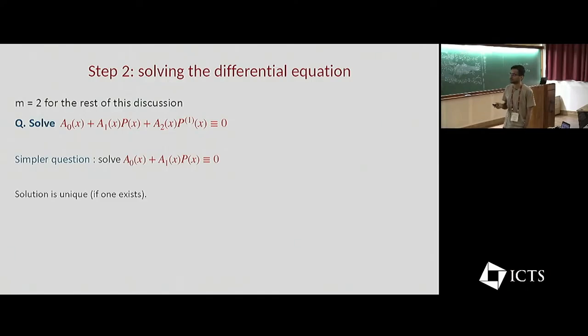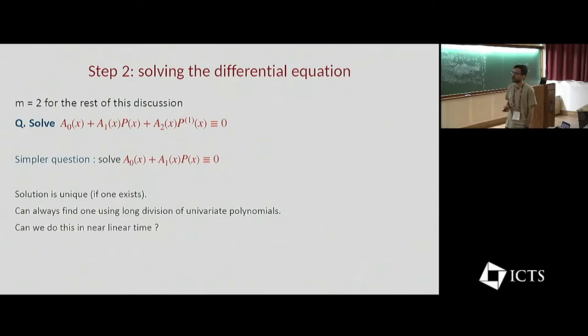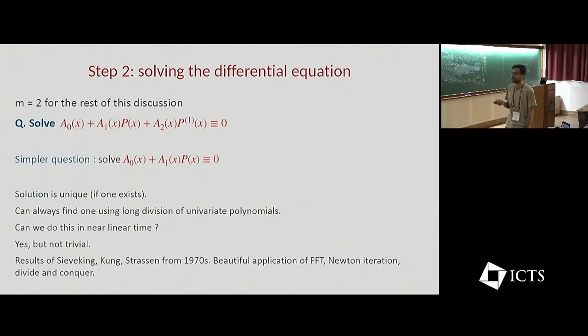And if a solution exists here, it's clearly unique, right? If there is such a p, then it must equal negative of a0 over a1. So we can always do long division to find such a p, but can we do this in nearly linear time? This has been known for the last 50 years, but it's not trivial. These are results of Sieveking, Kung, and Strassen's sequence of papers in the 70s. These algorithms are based on applications of fast Fourier transform, but they are very, very important results. They introduce ideas like Newton iteration, variants of divide and conquer that we have been using for the past 50 years in computational algebra.